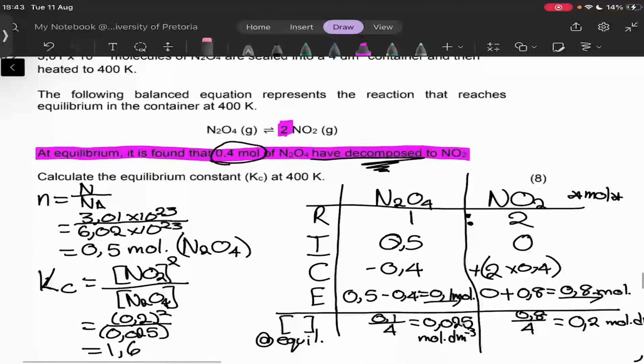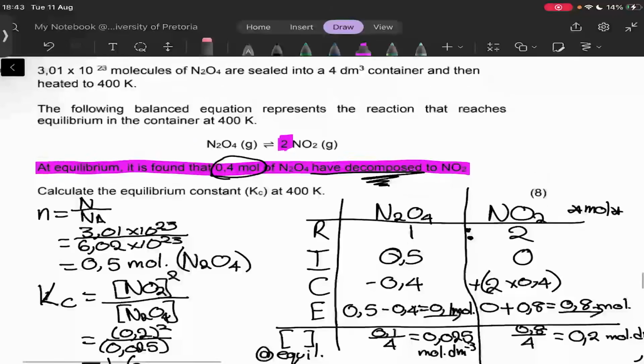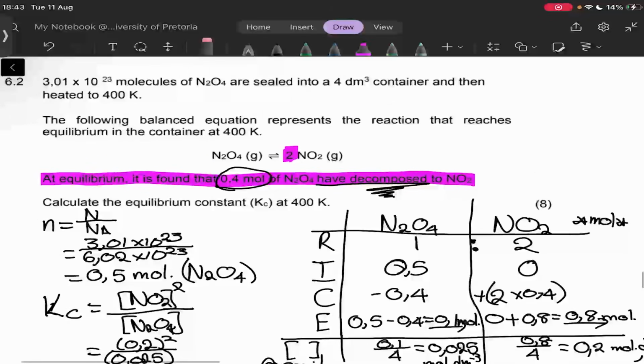Let's see. You don't understand where the 0 comes from? Initially, you have 0 products. All we have is just this, and you seal that into a container and let it react to form the products. Initially, you have 0 products. Hopefully that answers your question.